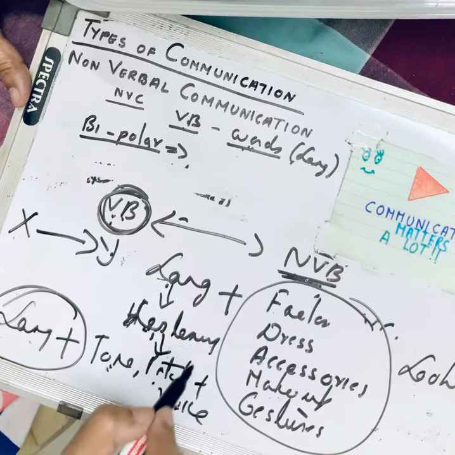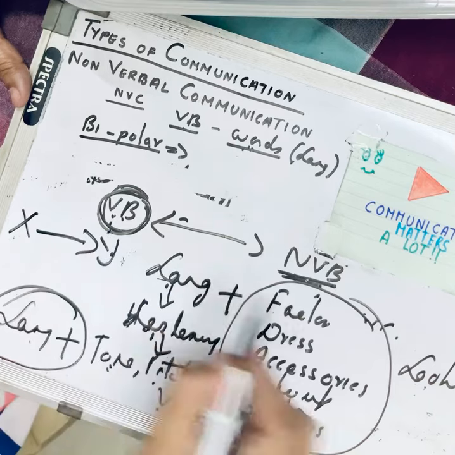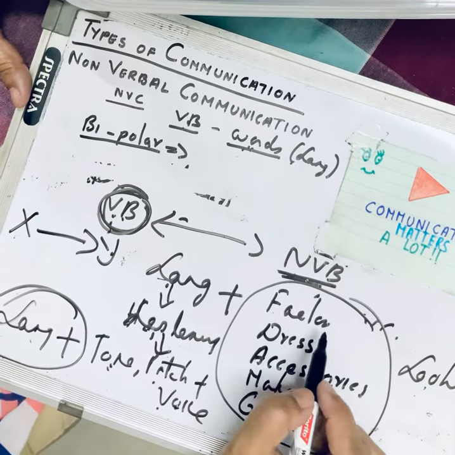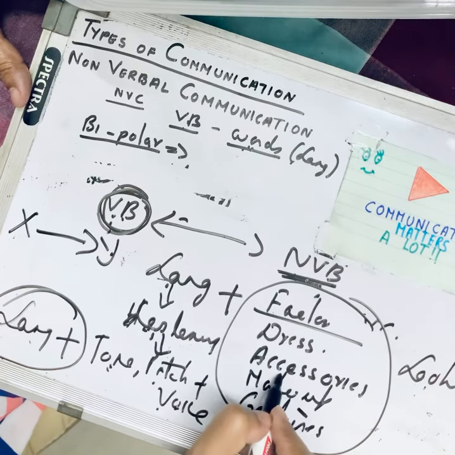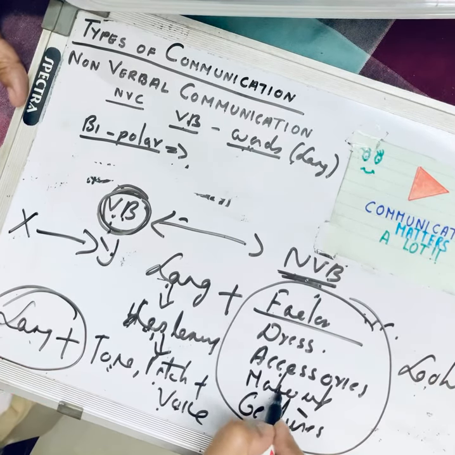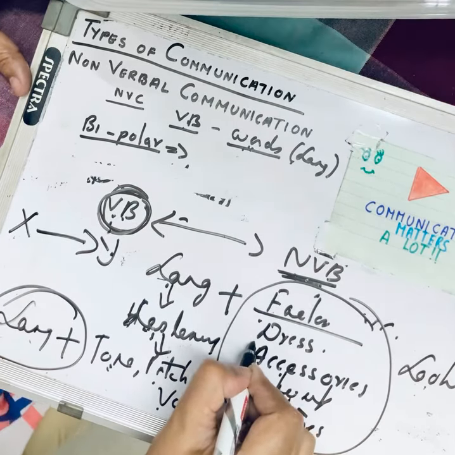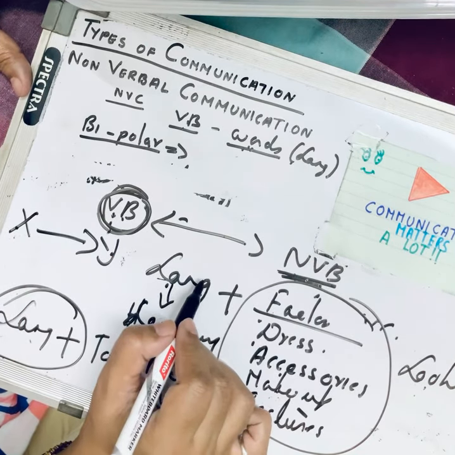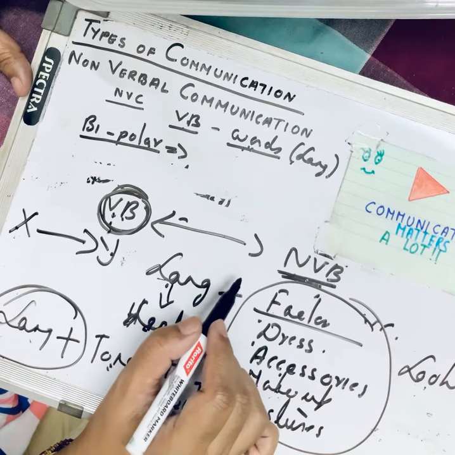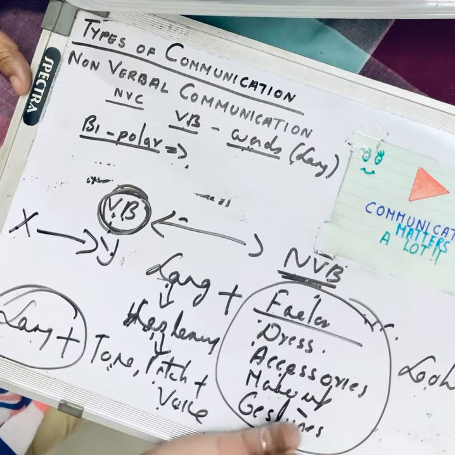But Y is also looking at X. So what is Y looking at? Y is looking at X's dress and outfit, X's accessories, X's makeup, and gestures. All this makes up the non-verbal component of X's language while speaking to Y, even while asking a simple request like, may I have a glass of water? Thank you.